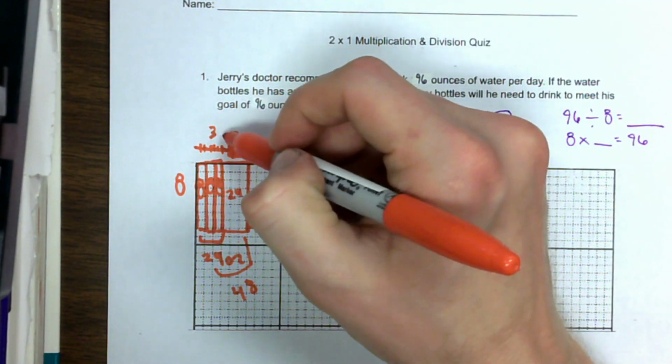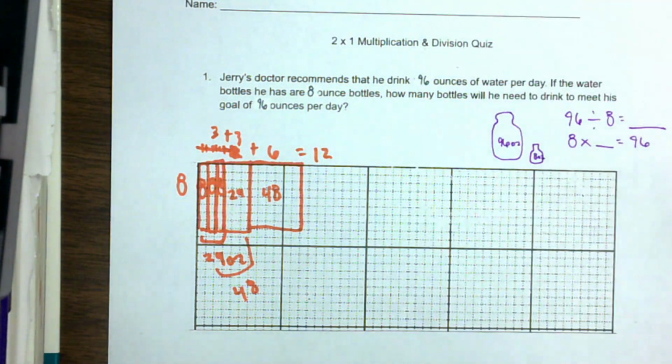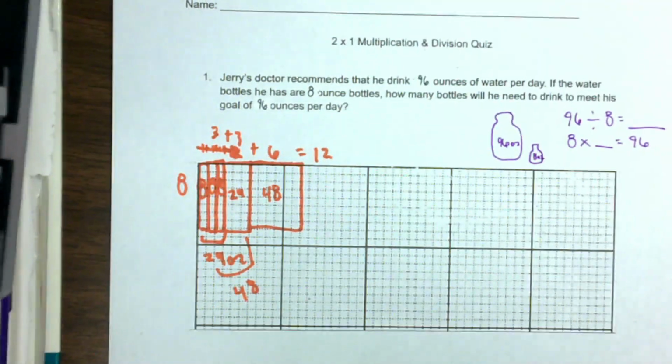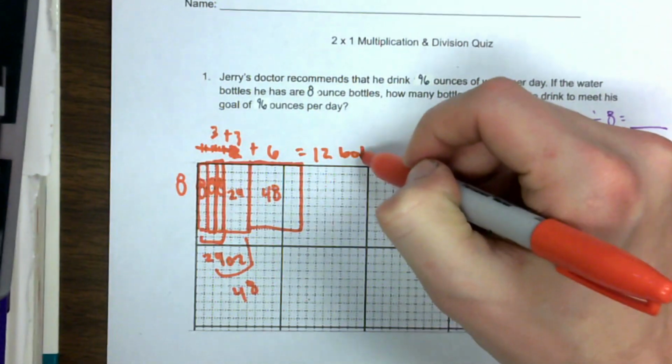And then we have 3 more. 3 plus 3 is 6. 6 plus 6 gives us 12. So then, how many bottles does Jerry need to drink per day to meet his goal of 96 ounces of water? It is 12 bottles, and that is his answer.